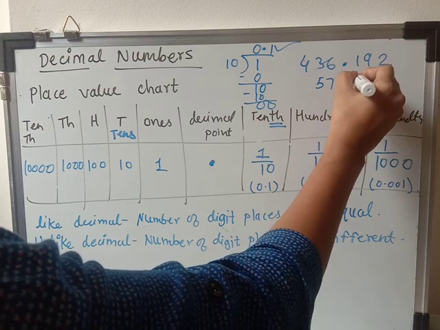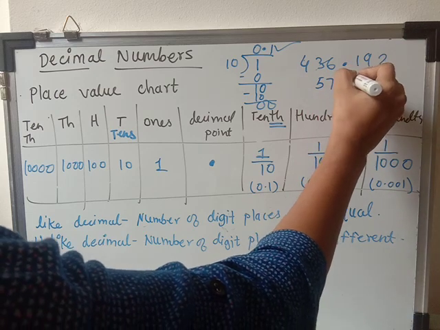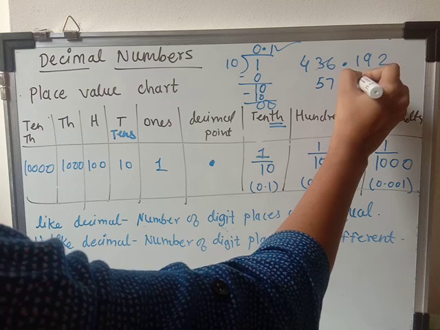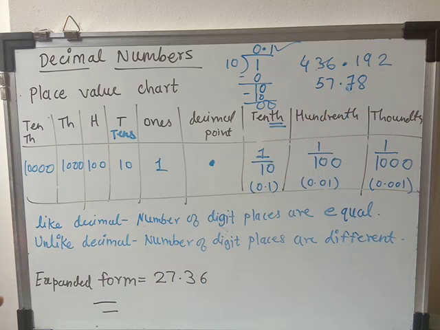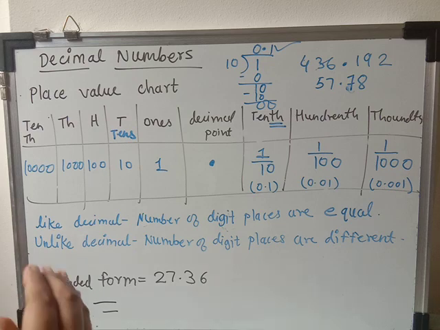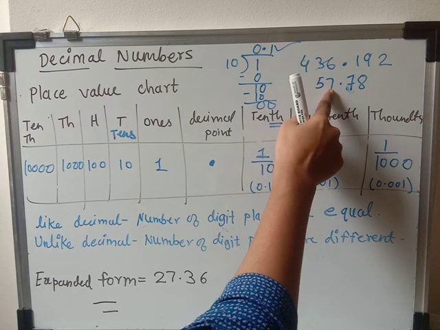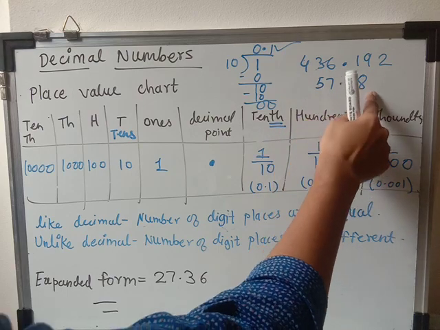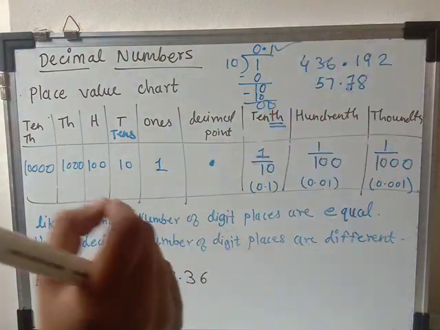Instead of this, if I take 57.78, how do we read this number? We have to read it correctly in mathematical terms: fifty-seven point seven eight. So this is the correct way to read a decimal number.